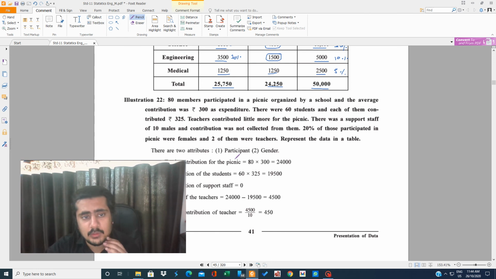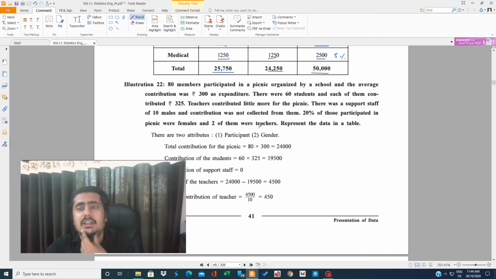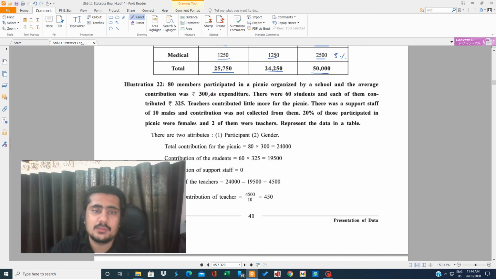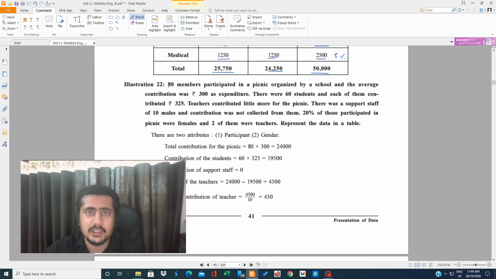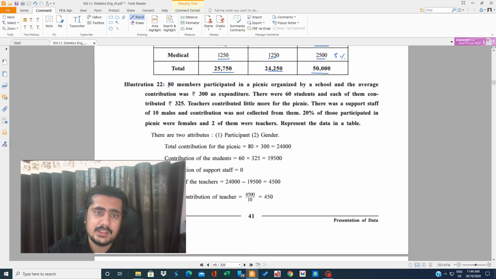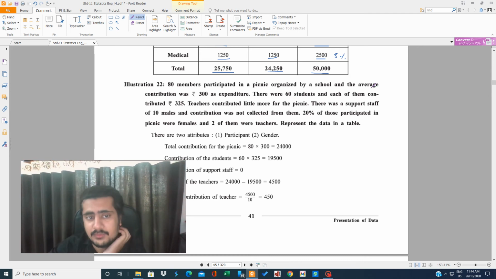Now let us go to illustration 22. In illustration 22, 80 members participated in a picnic organized by a school and the average contribution was 300 as an expenditure. They are telling you that total 80 members are going in a picnic in a school in which an average expenditure is 300 per person. Okay, there were 60 students and each of them contributed 325.